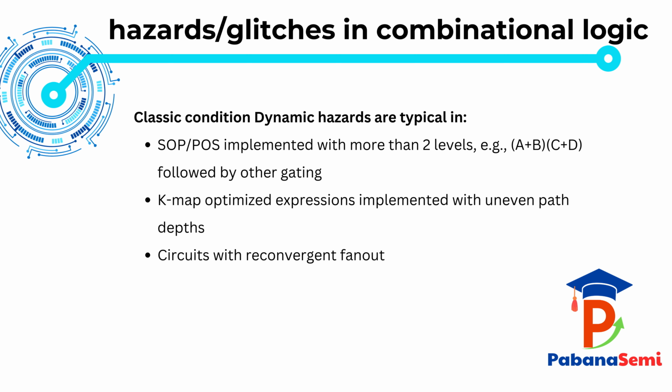The third major cause is reconvergent fanout. This happens when a signal splits into multiple branches and later recombines. Since each branch has different delay, when they reconverge, the output may toggle multiple times. So the key idea is, dynamic hazards are not about incorrect logic. They are about multi-level logic depth and reconvergent paths, creating timing mismatches. That's why careful timing design and synchronous registration are critical in real ASIC and FPGA systems.